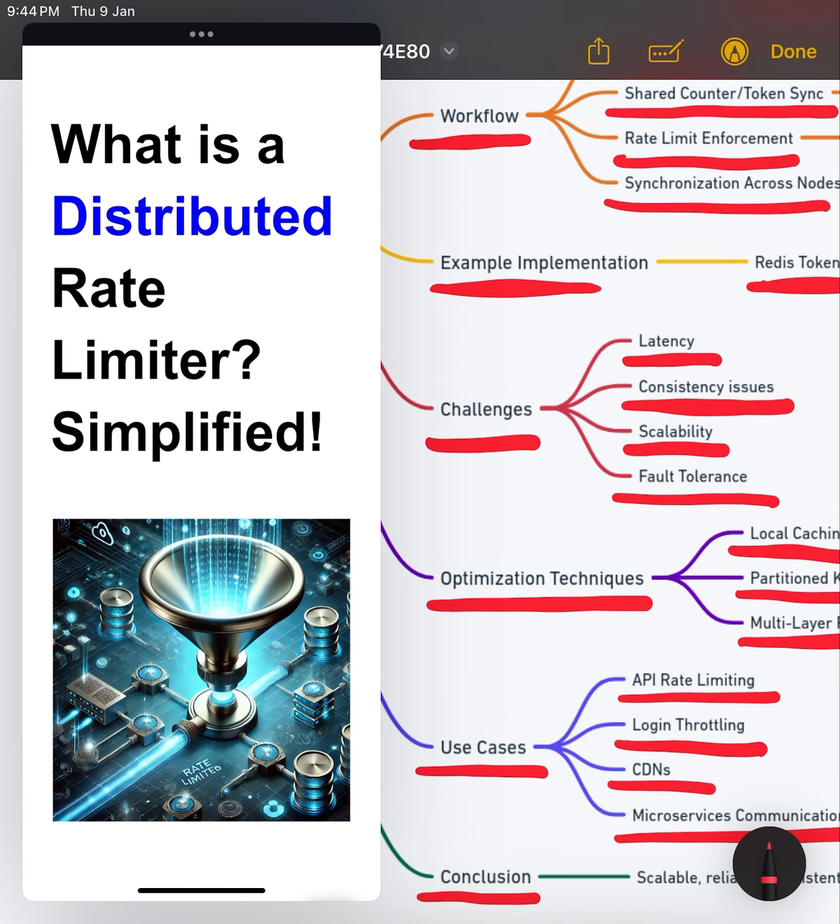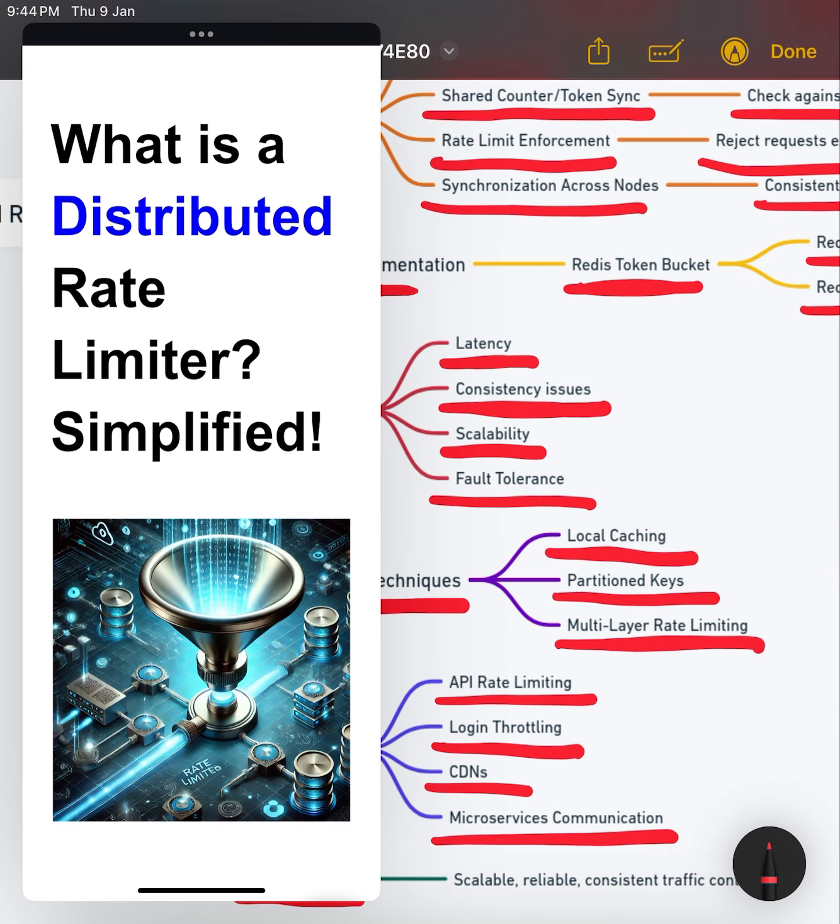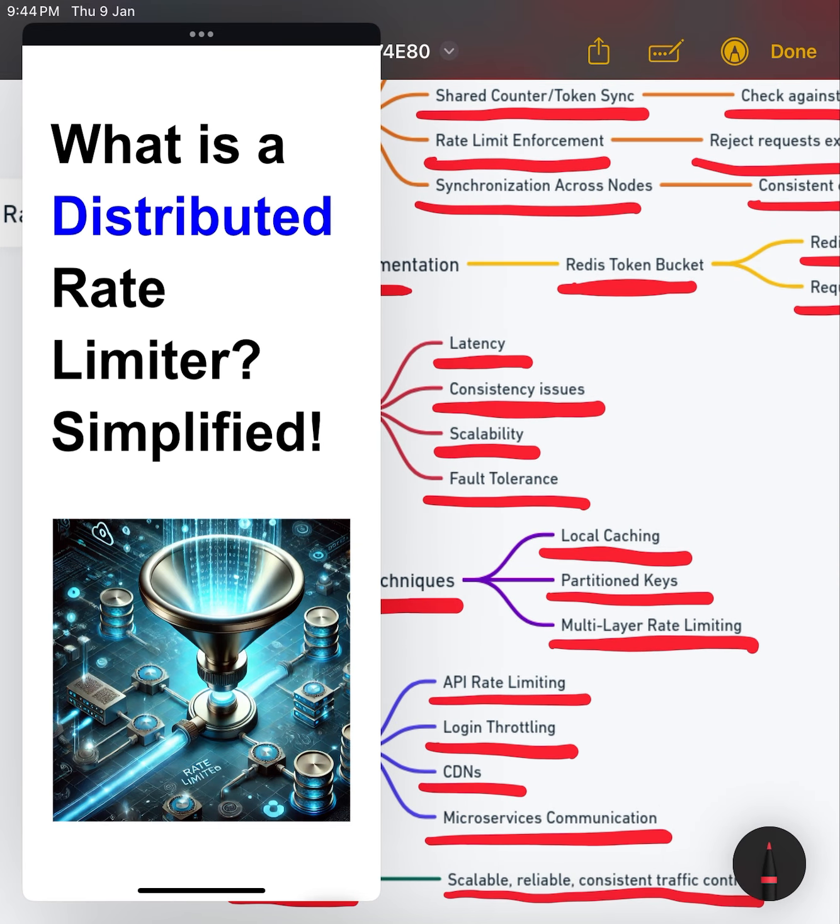Conclusion. Distributed rate limiting ensures consistent and fair enforcement of limits across a distributed system. By leveraging algorithms like Token Bucket and storage systems like Redis, it provides a scalable and reliable way to control traffic, protect resources, and enhance system stability.